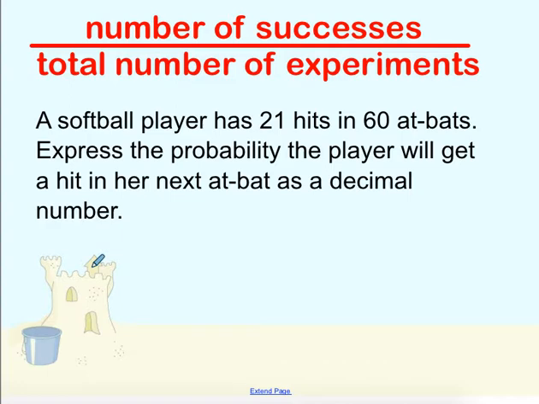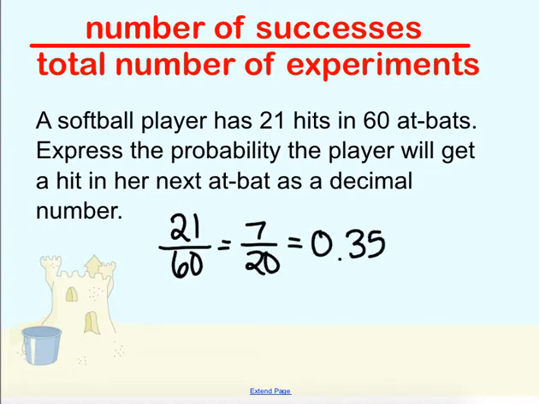A softball player has hit 21 out of 60 at-bats. Express the probability that she will get a hit at her next at-bat as a decimal number. Now, with experimental probability, we're going to talk about how those 60 at-bats is the total number of experiments. So we have it over 60. And the 21 hits are the successful ones, which means we can reduce this to 7 out of 20, which as a decimal is 0.35, or as a percent is 35%. Meaning at her next at-bat, she could get a hit 35% of the time.